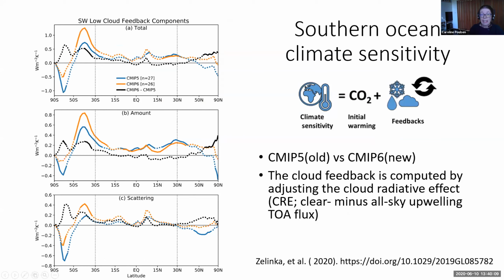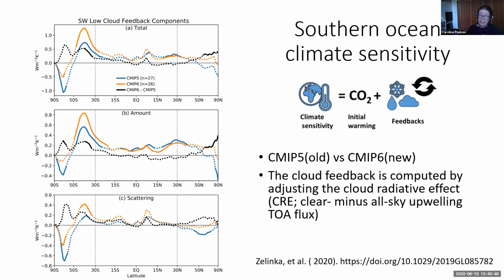And this slide shows why it's really important to model that region correctly. So this is results from a recent paper by Mark Zelinka, and he looks at the estimates of climate sensitivity of the models. So the climate sensitivity refers to the amount of global surface warming that will occur in response to a doubling of atmospheric CO2 concentrations. And there's a little cartoon on the right here, which shows that you can basically break that down into the CO2 warming and the contribution from the feedback processes.